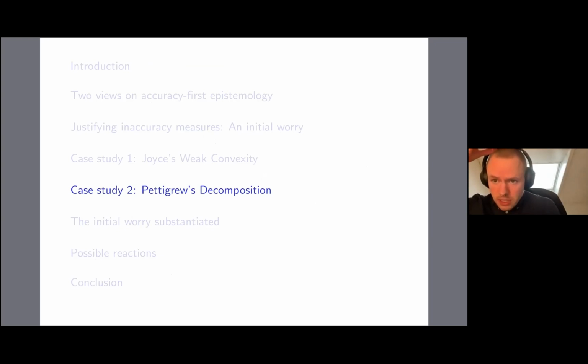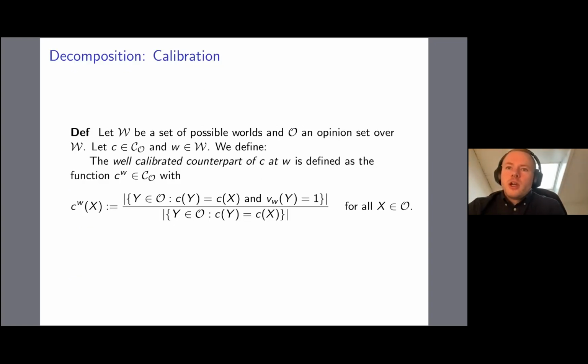Let's now have a look at Pettigrew's axiom called decomposition. In order to state and understand it, we need to talk about calibration first. The idea is simple. Your credences are well calibrated if and only if 80% of the propositions believed to degree 0.8 are true, 70% of the propositions believed to degree 0.7 are true, and so forth, right? And if that's not the case, if you're not well calibrated, for example, because only 60% of the propositions believed to degree 0.7 are true, then you can calibrate your credences by assigning the correct value of 0.6 to those propositions, 60% of which are true. And if you do that with all the propositions, then you get the well-calibrated counterpart of your credence function. The formal definition of this is on the slide, but it's basically what I just said.